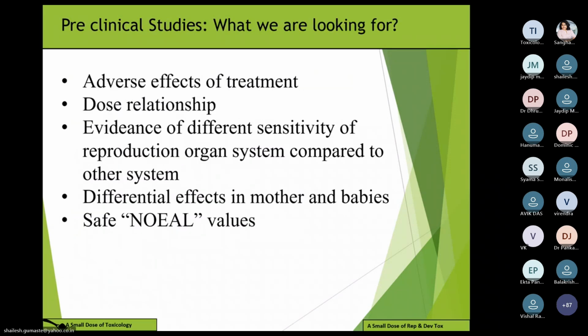What we are looking for in preclinical studies: What are the adverse effects of the treatment? How does the dose-response relationship occur? Evidence of different sensitivity of the reproductive organ system compared to other systems. Safe NOAEL, no observed adverse effect level, and differential effects in the mother and baby.